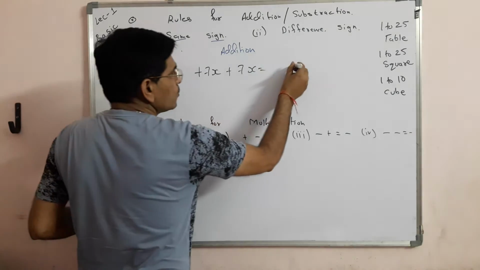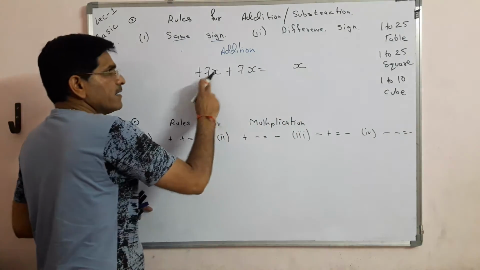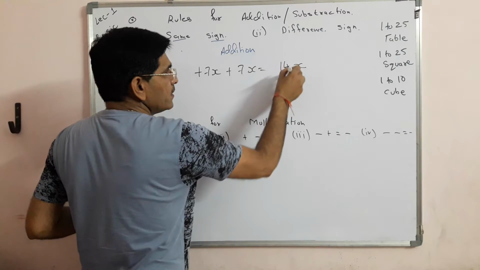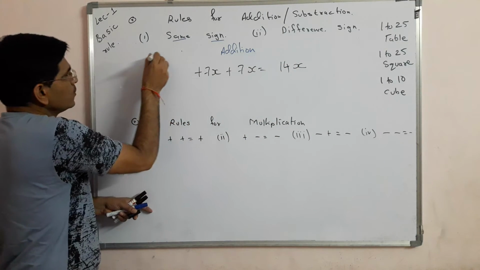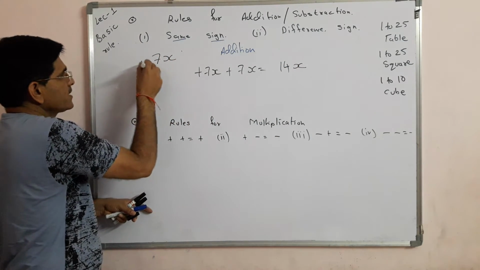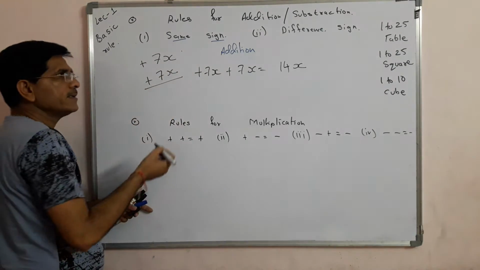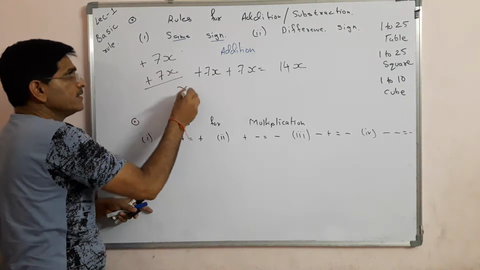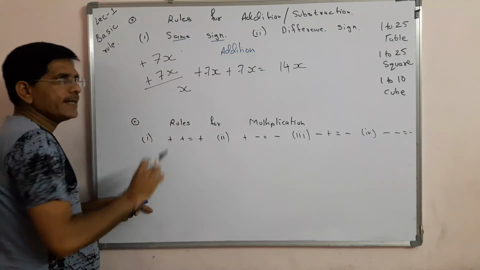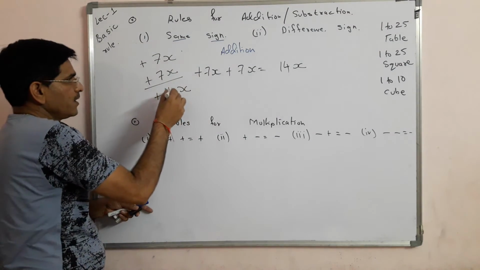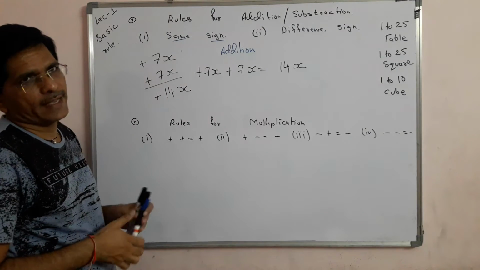So variable we have to put as it is. And 7, 14. Again, if you don't know, you can do like that: 7x plus 7x plus 7x. What you have to write? Variable as it is. Always same sign. Addition, you have to write plus 14x.